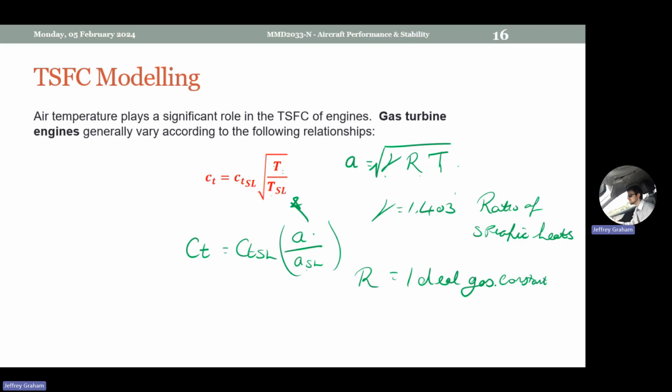So ideal gas constants, and this has two values depending on the metric system or the imperial system. This is off the data sheet as well. It's 276 joules per kilogram Kelvin. Or I think it's 1716. I haven't got it in front of me. 1716 pounds per Rankine. Irrespectively, all three values there are given on the data sheet.